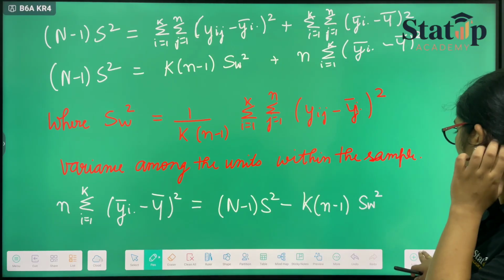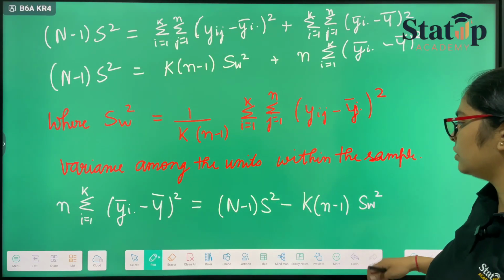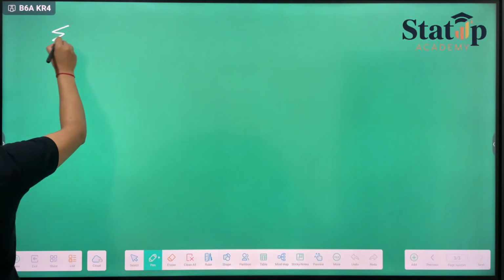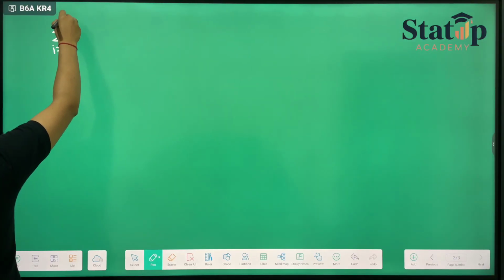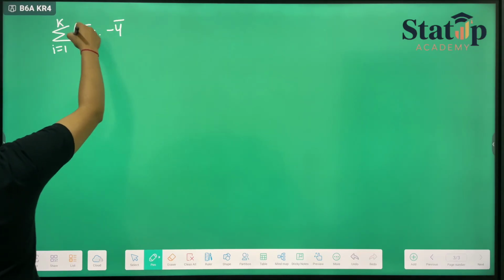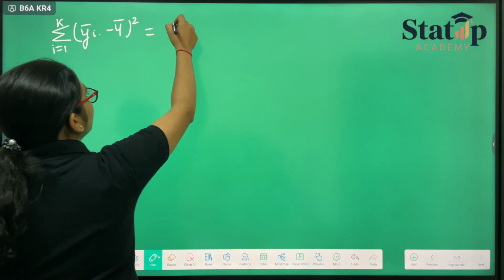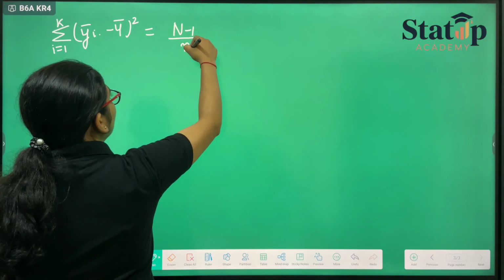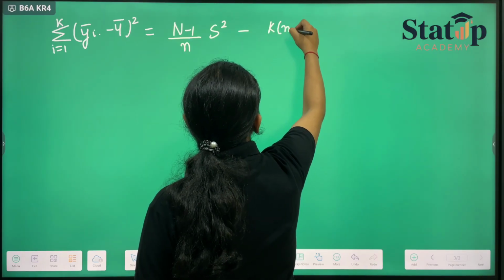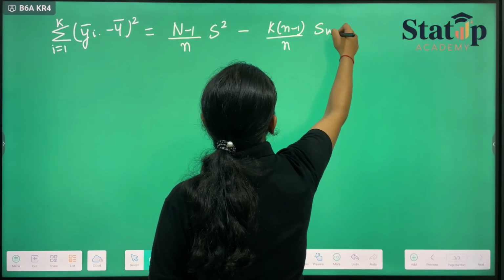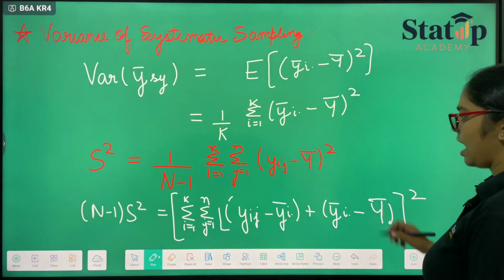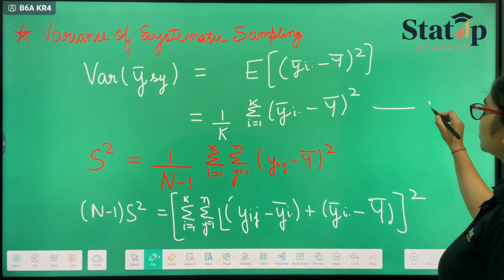This is the formula. Now taking small n in the denominator of both of them, we will get summation i goes from 1 to k of (y bar i dot minus capital Y bar) whole square is nothing but (n minus 1) upon small n S square minus k into (small n minus 1) upon small n Sw square. So this is our equation number 2, and this was our equation number 1.